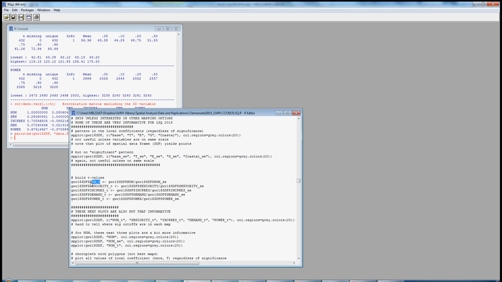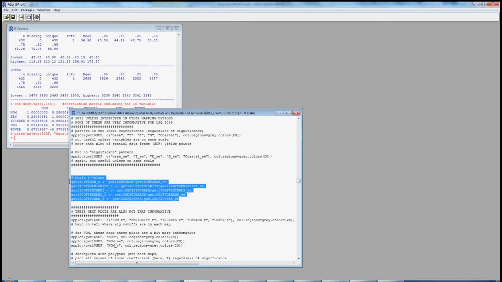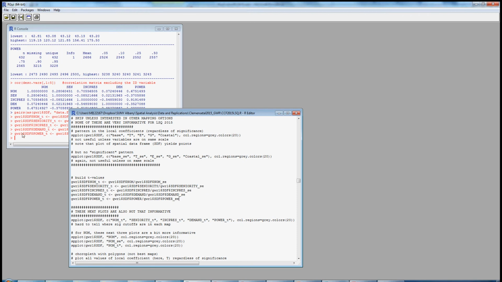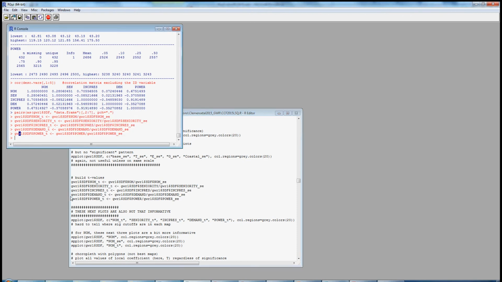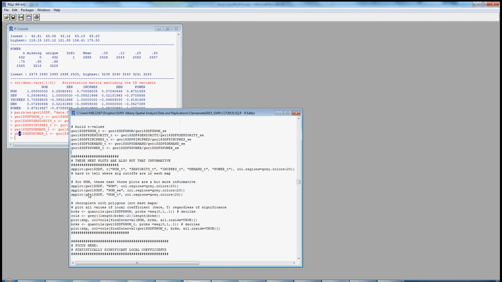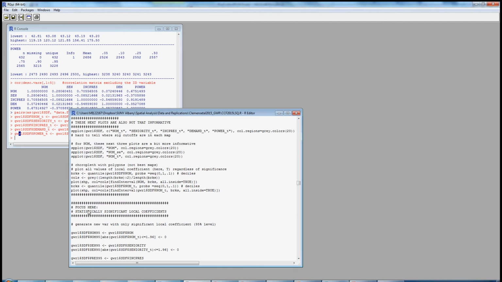So we want to generate this new variable nom_t in the spatial data frame in our GWR1 object that has our GWR results in it. So we extract the t-value for our ideology score by dividing the local coefficient by the standard error. We can do that for every one of our predictors to generate our t-values, and we see that it's been successful over here in the console in the top left. And the next set of plots are not that informative. I would focus here.